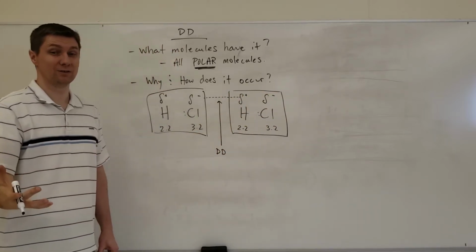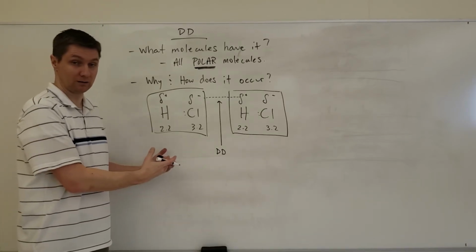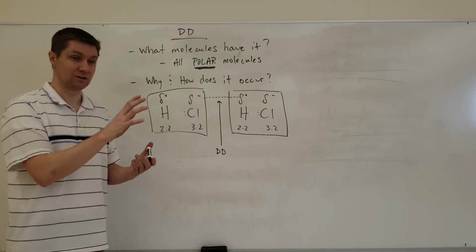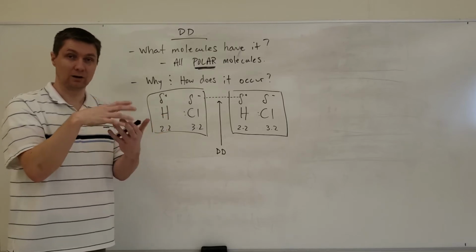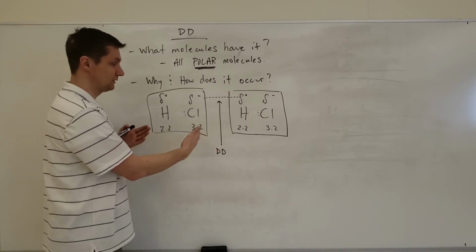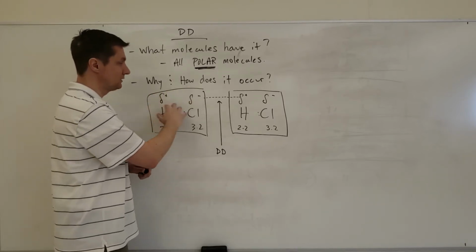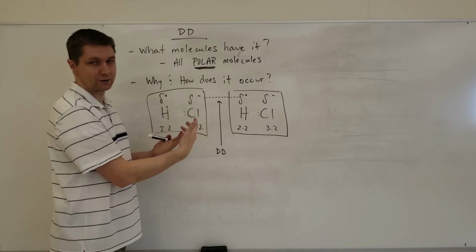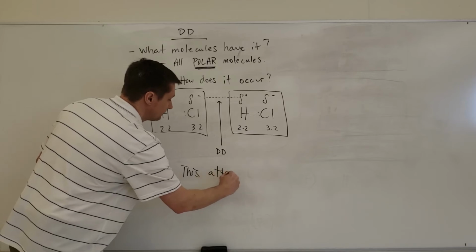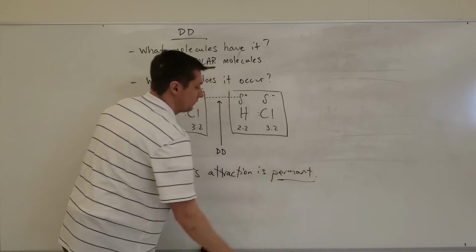Now one of the main differences between London dispersion forces and dipole-dipole forces is that this is permanent. In a London dispersion force, the attraction between dipoles is temporary because those dipoles will appear and then disappear depending on the motion of the electrons. Here, these electrons are not being shared equally and never will be because the electronegativity difference is too high. And so these dipoles that have formed here are permanent. And because these dipoles are permanent, these attractions are permanent. And so if you want to write down here this attraction is permanent, that would be a great thing to write down.